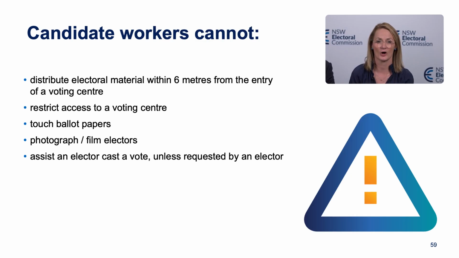Candidate workers cannot, as I've mentioned, distribute electoral material within the 6 metres of the entry of a voting centre. They are not able to restrict the access for an elector to the entry to a voting centre. They may not touch a ballot paper, photograph or film electors, and they may not assist an elector in casting a vote unless it is requested by the elector.